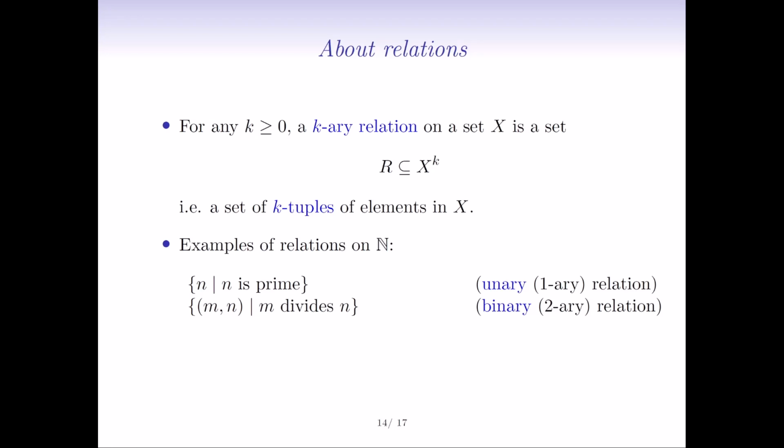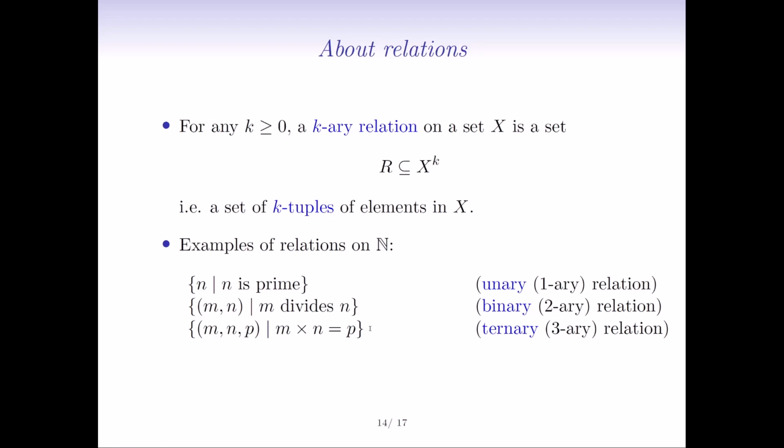You could also think of many other examples of binary relations, such as all the pairs m and n such that m does not equal n. For example, that's another example of a binary relation. And that is a subset of N cross N, which is the same thing as N to the power 2.